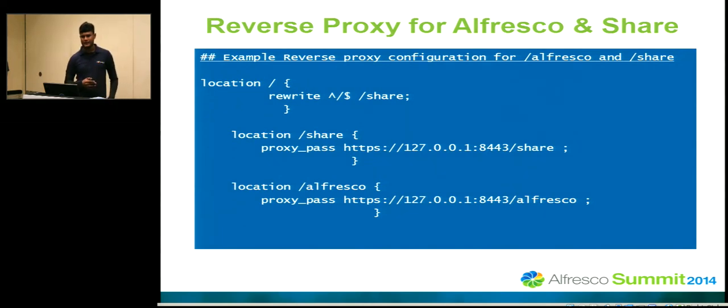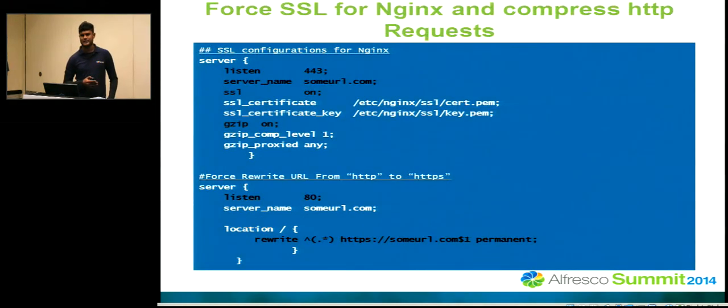When you type / at the end of the URL, it will be automatically rewritten to share. If you want to access share, in the second block, when you type /share at the end of the URL, it will be proxy passed to 8443, which is the SSL port of Tomcat, /share. Likewise, the same with Alfresco as well, where 127.0.0.1 is the loopback address.